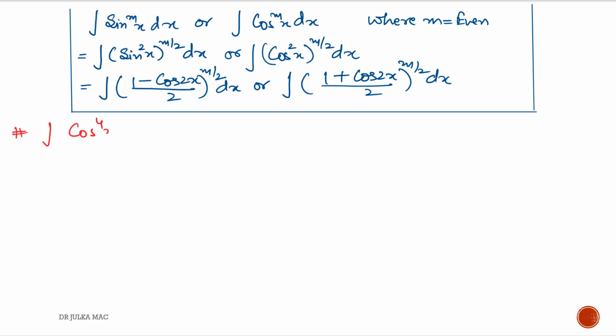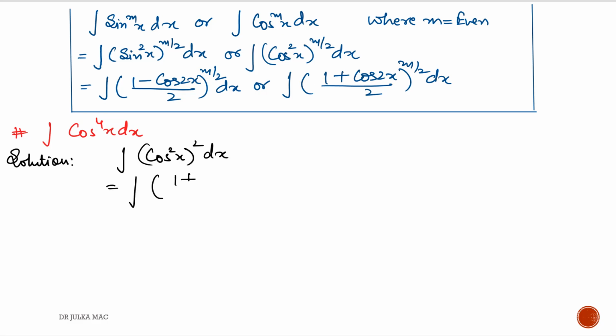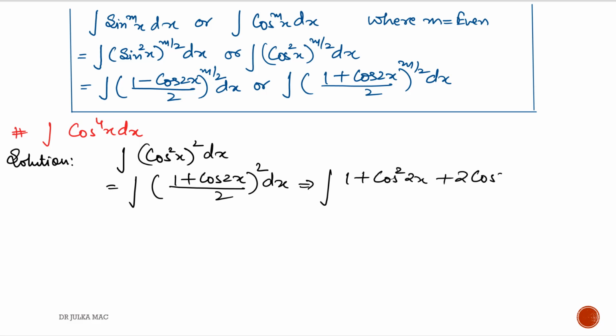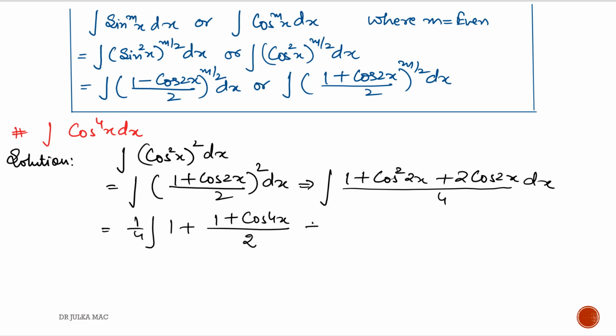Next example, integration of cos raised to power 4 x dx. It is cos square x whole square. Replace cos square x by 1 plus cos 2x upon 2. When we expand this whole square, we will get 1 plus cos square 2x plus 2 cos 2x divided by 4. Take 4 outside, and now 1 as it is. Cos square 2x is again 1 plus cos 4x upon 2, plus 2 cos 2x.